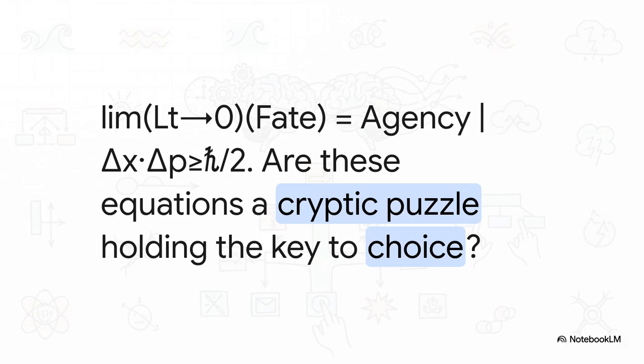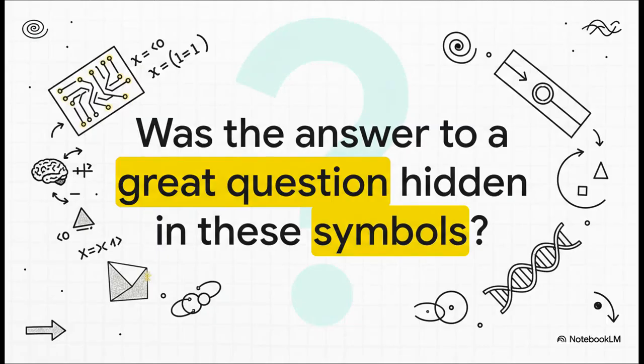What if this is something like a freedom formula, a hidden code that might just hold the key to understanding choice itself? So, yeah, that's the big question, isn't it? That's what this is all about. We're going to go on a little journey here, decode these symbols, and see if they can actually shed some light on what it means to have free will.